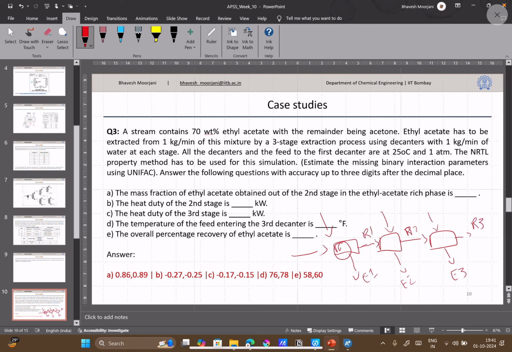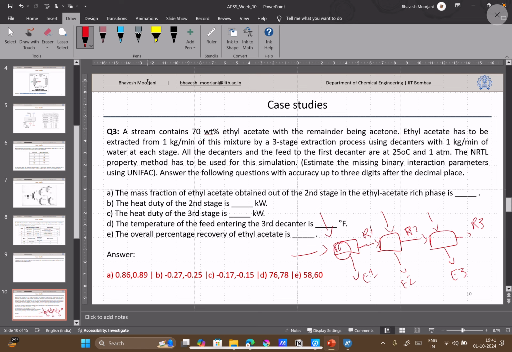So this is how the complete process has been shown to you. Now all the decanters, and the feed of the first decanter, are at 25 degrees centigrade and 1 atmosphere. So the operating condition is given. We have to use the NRTL property estimation method along with the UNIFAC data to estimate the binary parameters, and some of the questions have been asked.